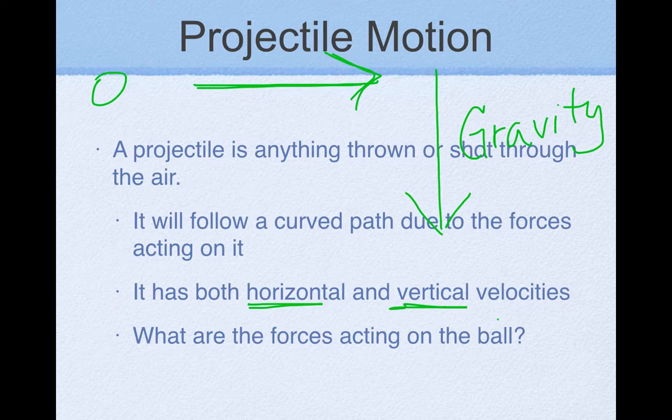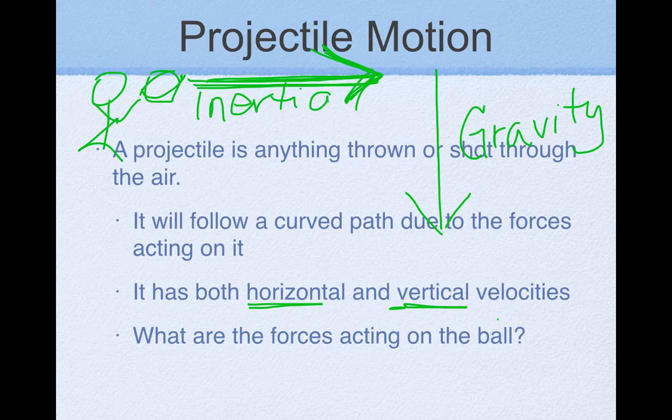Okay, forward force. If I throw the football straight, okay, I have applied a force to that ball. It wants to keep doing what it's always been doing, Newton's first law. So it has its own inertia. However, gravity is also going to be acting on this ball. So it's going to actually follow a curved path like this.